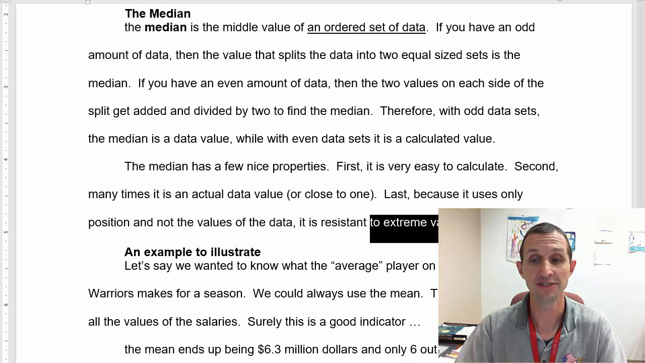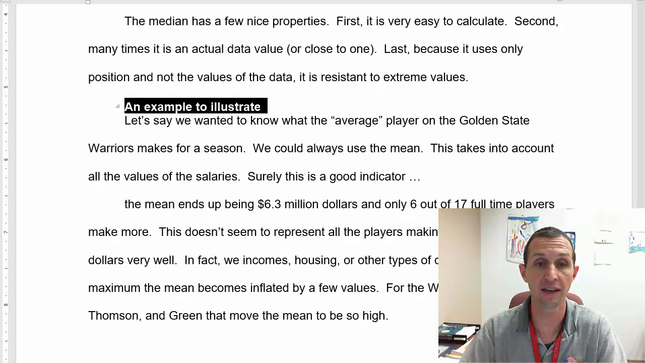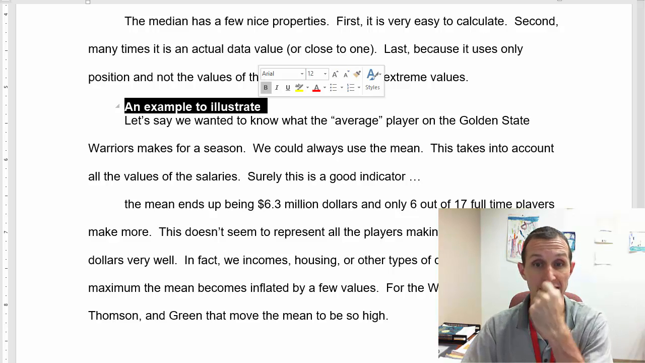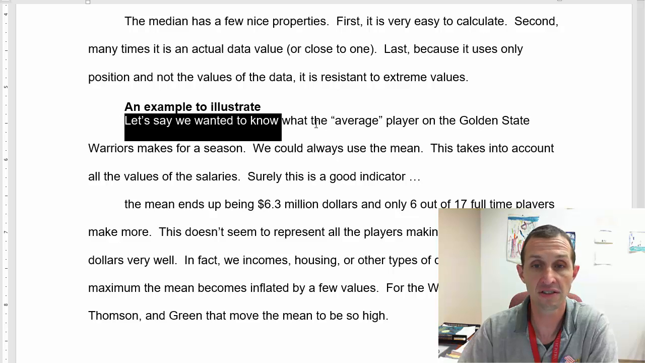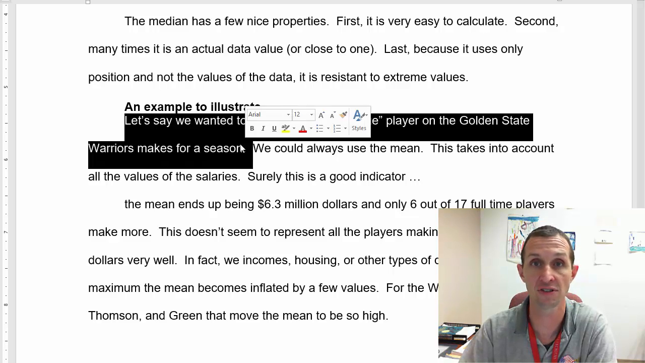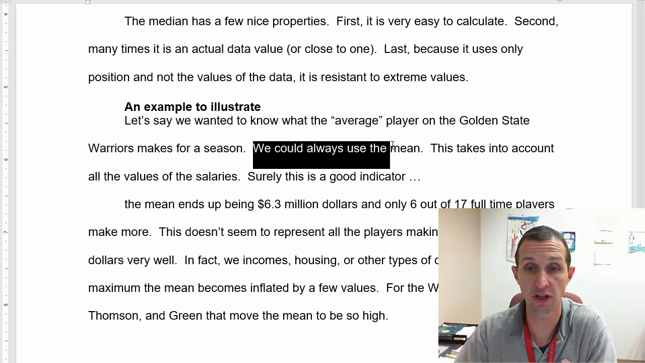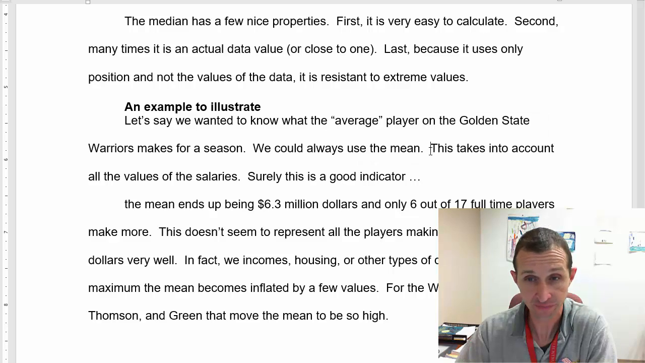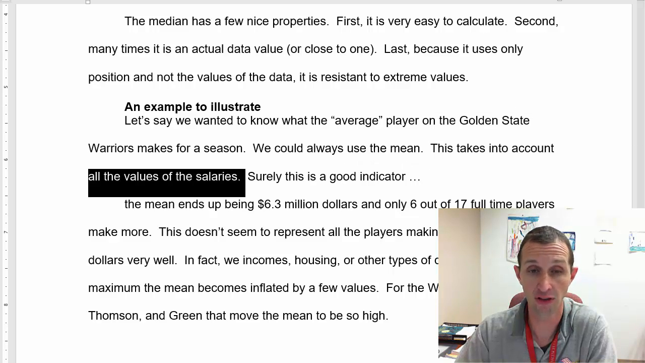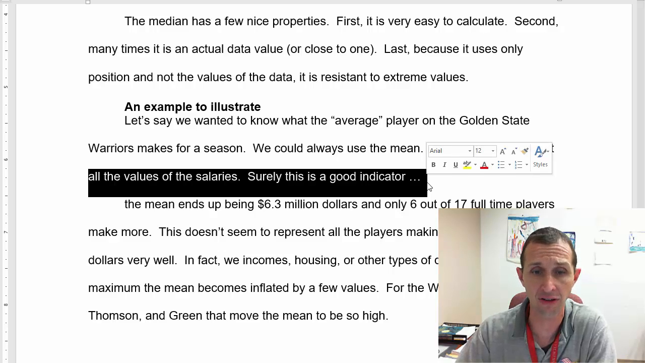It's really resistant to extreme values. Okay, and so I'd like an example to illustrate this resistance, right? Let's say we wanted to know what the average player on the Golden State Warriors makes for a season. We could always use the mean. This takes into account all of the values of the salaries. Surely this is a good indicator, right?